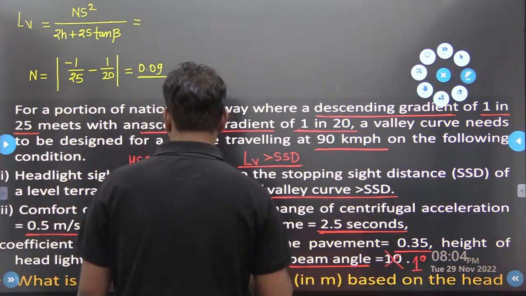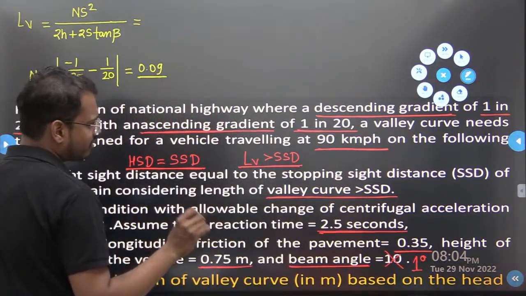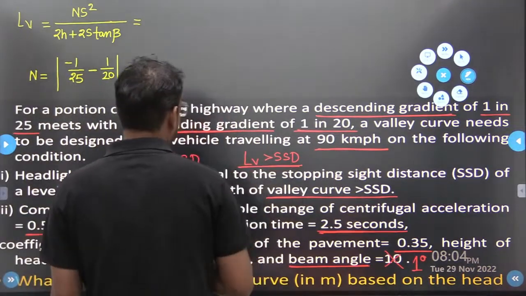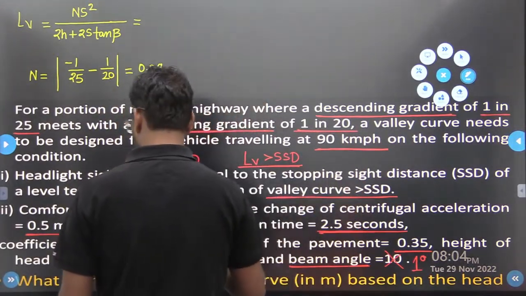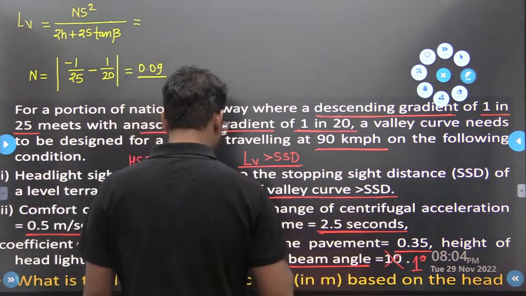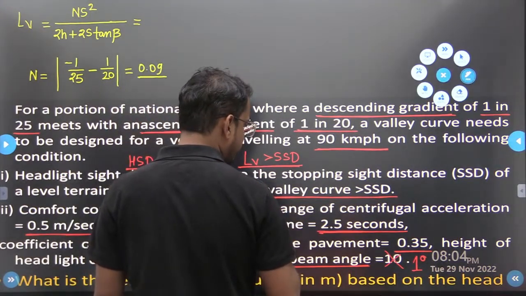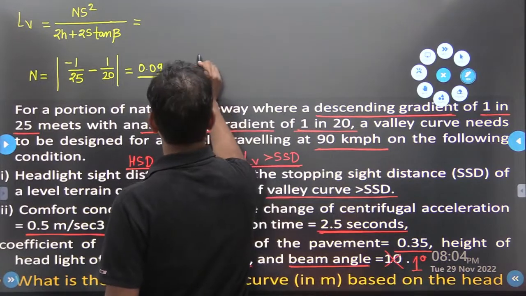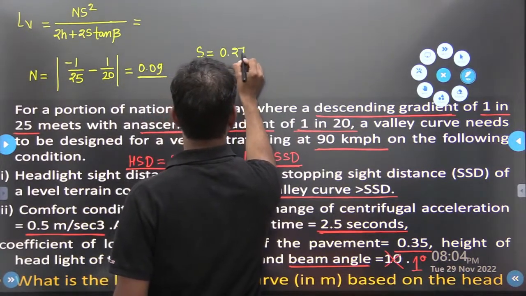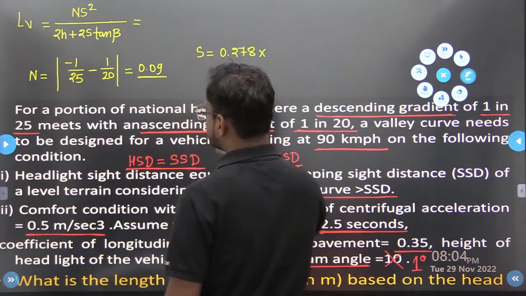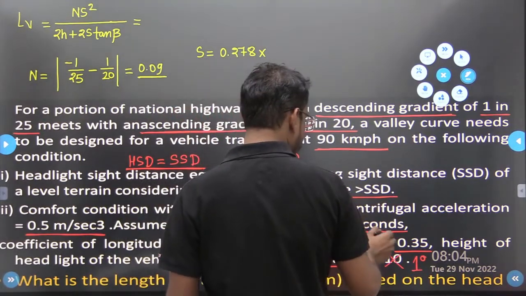A small h is already given, 0.75. What is the value of S? The national highway. If I am interested to calculate the value of S, the sight distance, how to calculate sight distance? 0.278 V multiplied by t_R. What is the value of speed? Speed is already given in the question.